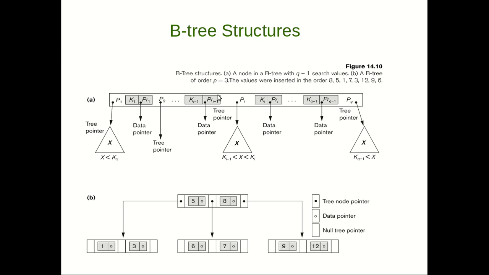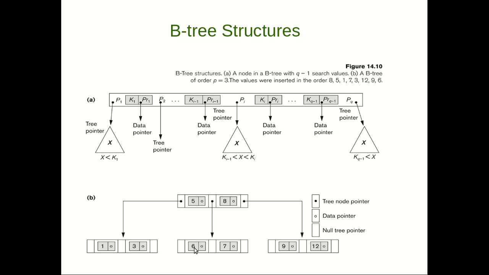Whenever you want to search for a key, you have to take a path like this: ki minus 1 less than x less than ki. Let x be the search field that we are looking for; then you take the path in between ki minus 1 and ki. For example, if you want to search 6, you take this path and you can find it here. The structure is the same; the only difference is that in leaf nodes there is no connection between the nodes.